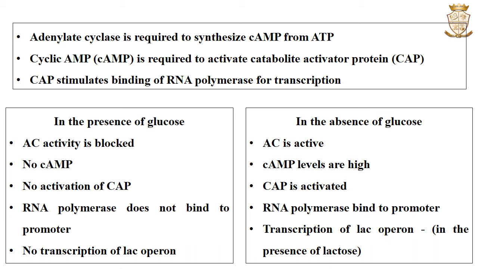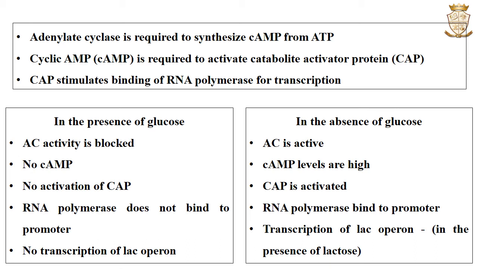In the presence of glucose, adenylate cyclase activity is blocked. As a result, there is no cyclic AMP. So, there is no activation of catabolite activator protein CAP, and as a result, the RNA polymerase cannot bind to the Lac Operon promoter. So, the Lac Operon is not activated, it is not initiated. There is no transcription of the Lac Operon in the presence of glucose.